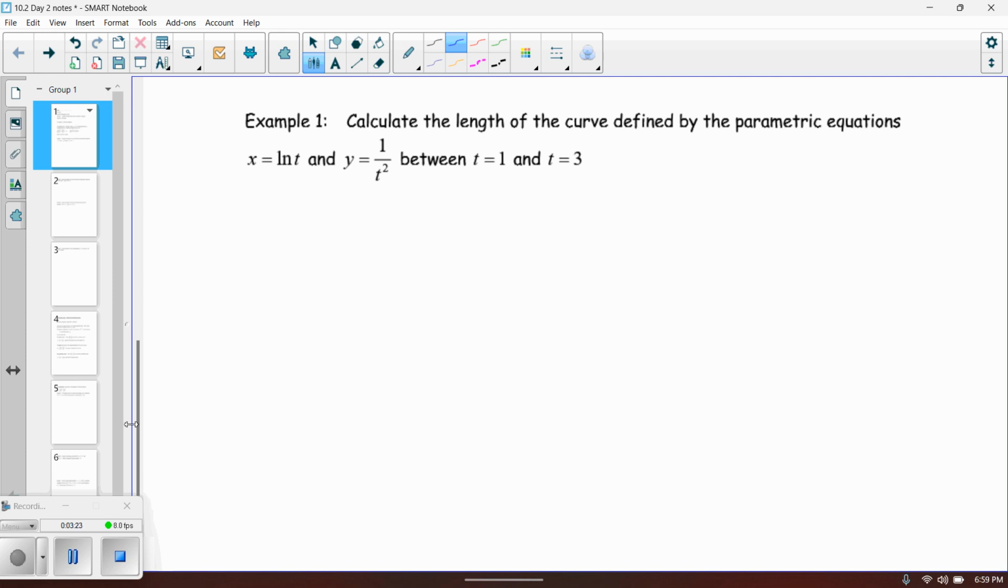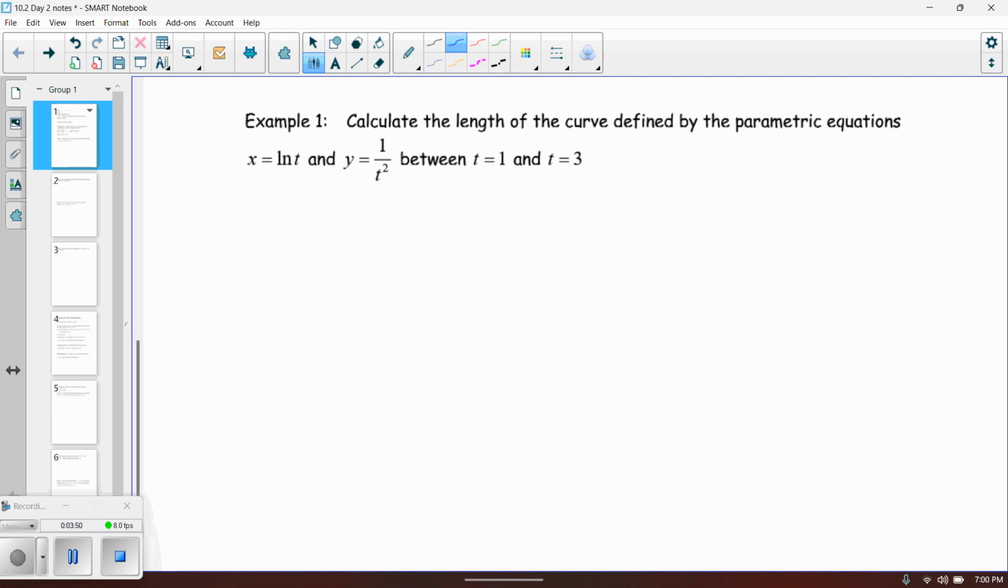All right, so we want to calculate the length of the curve defined by the parametric equations x equals the natural log of t, y equals 1 over t squared, between the values t equals 1 and t equals 3. It's not extremely necessary for us to know what this looks like, because they've defined everything for us. They've given us the x and y between t equals 1 and t equals 3. So we can just go ahead and use the formula.